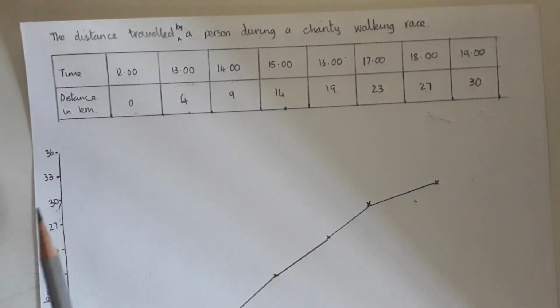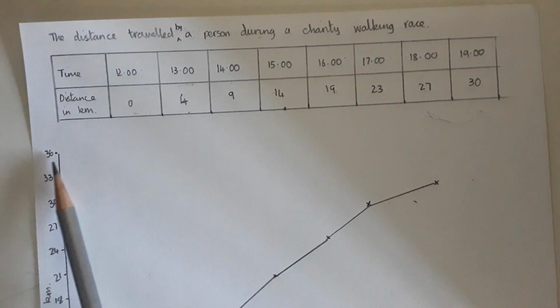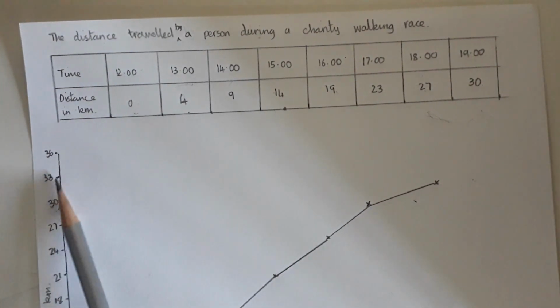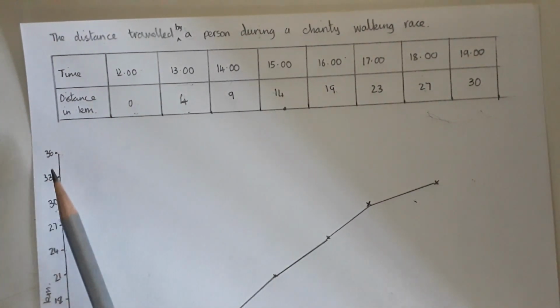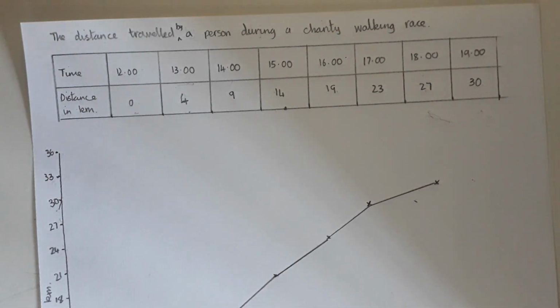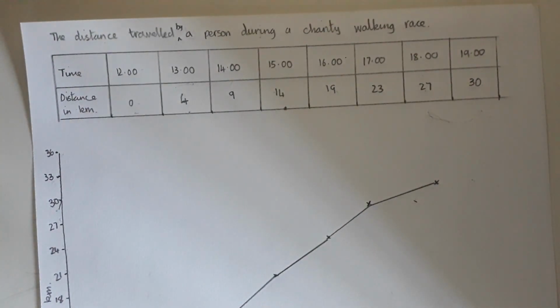And what I have actually had to do is extend my y-axis, so it goes up. So by 8 o'clock he'll have walked, it was at 27, so he'll have walked 30. Oh no, he was at 30, so at 8 o'clock he'll have walked another 3 kilometers, so it'll be 33 kilometers, and at 9 o'clock 36 kilometers. So see if you can plot those points as well.